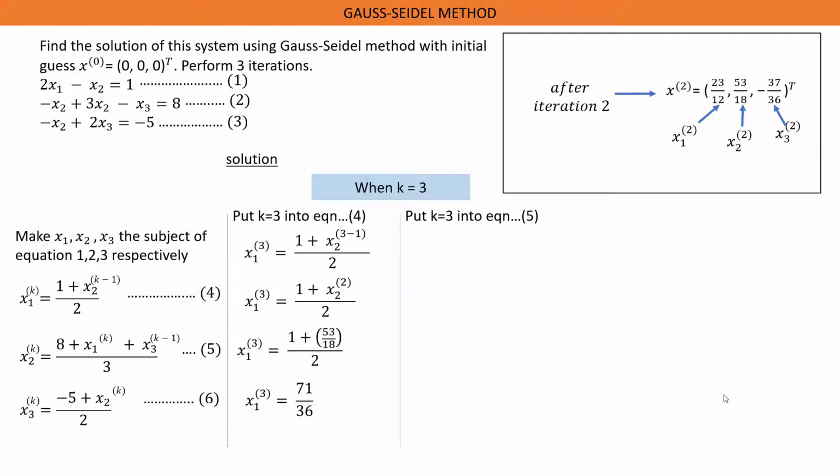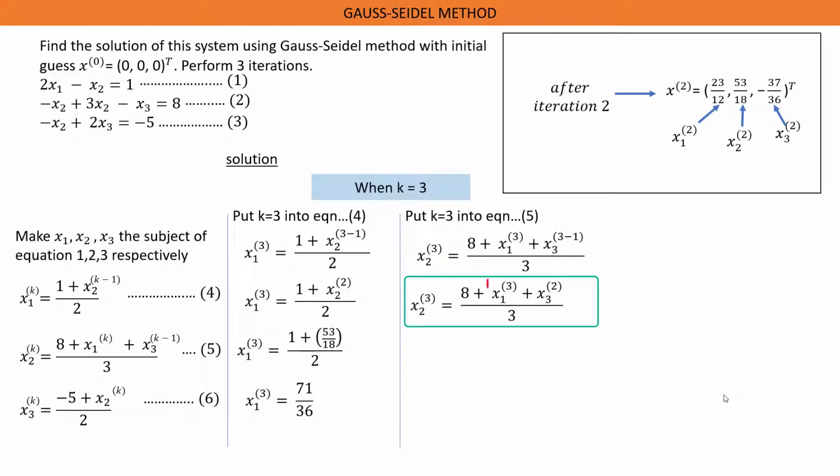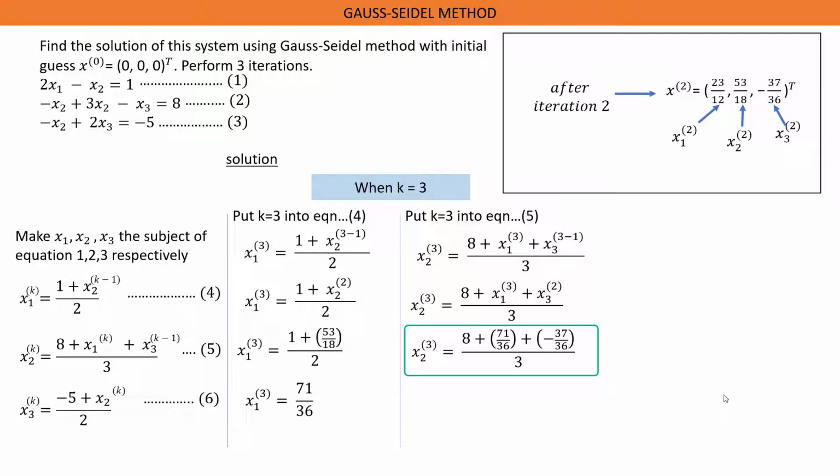Put K equals 3 into equation 5. This will give us this equation. Solving this will result in this equation. S1 iteration 3 is already calculated, that is 71 over 36, and S3 iteration 2 is negative 37 over 36. Putting in those values will give us this equation. Solving this will give us S2 iteration 3 equals 161 over 54.